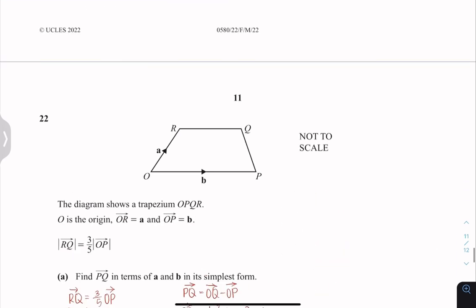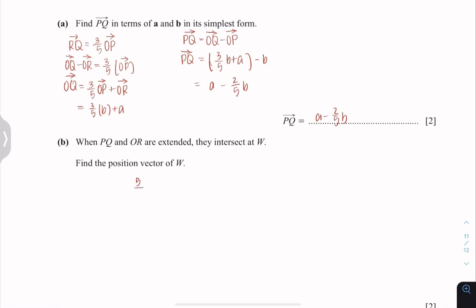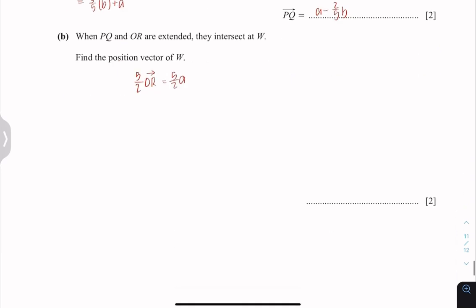Now moving on to part B. So this is W, and the position vector of W would just be 5 over 2 OR, which is 5 over 2 A. So our final answer is 5 over 2 A. And with that, we're done with paper 22, February-March 2022.